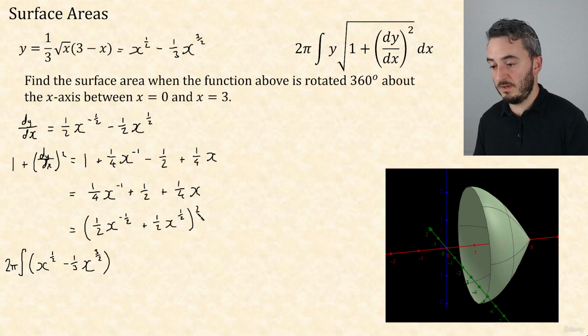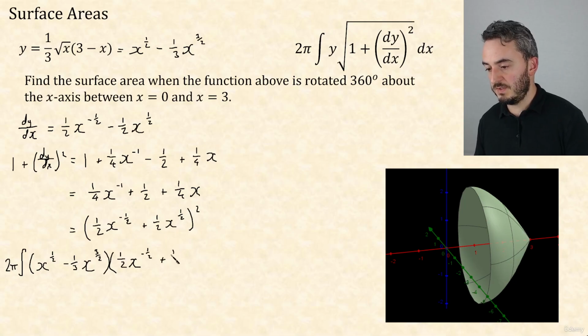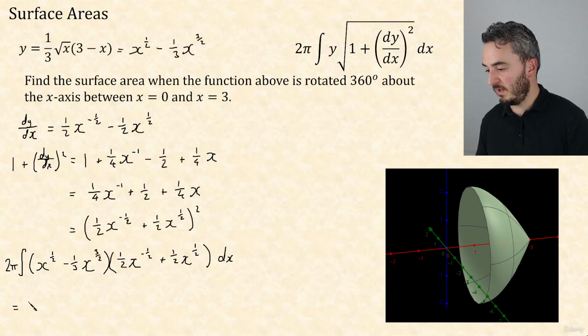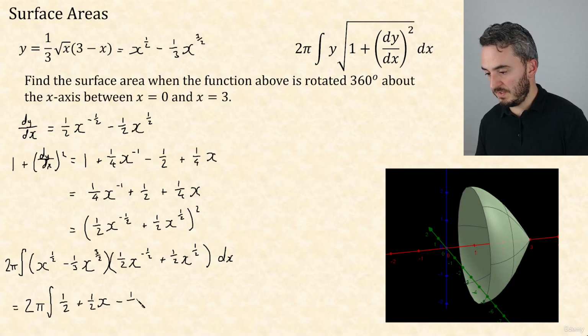The square root of this, that power just goes, and I'm left with half x to the minus a half plus a half x to the half. Okay, that looks a bit rough, but I think we can just expand that, and it'll be quite easy actually. So x to the half times half x to the minus half is just a half. X to the half times half x to the half is half x. Now this one times this one is minus 1/6. Add the powers and I just get x.